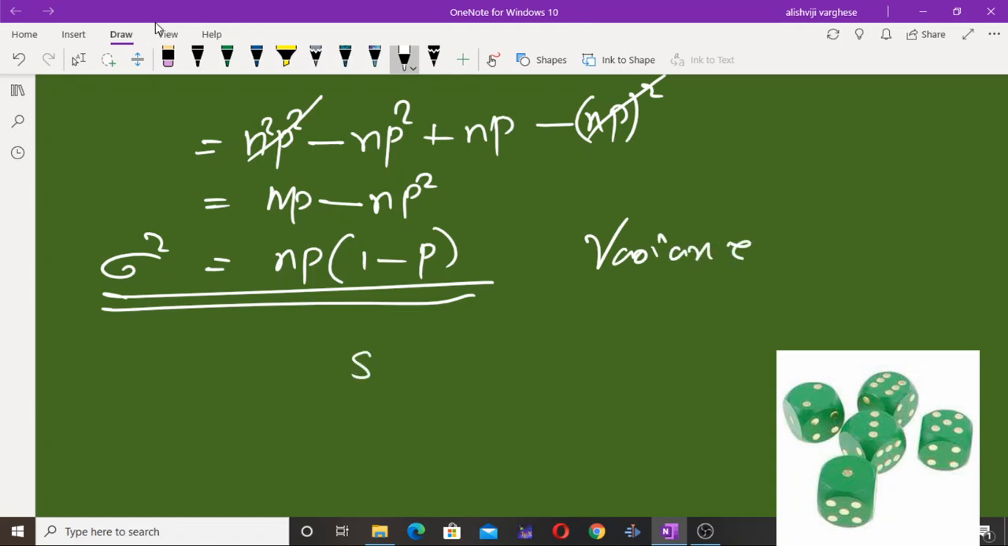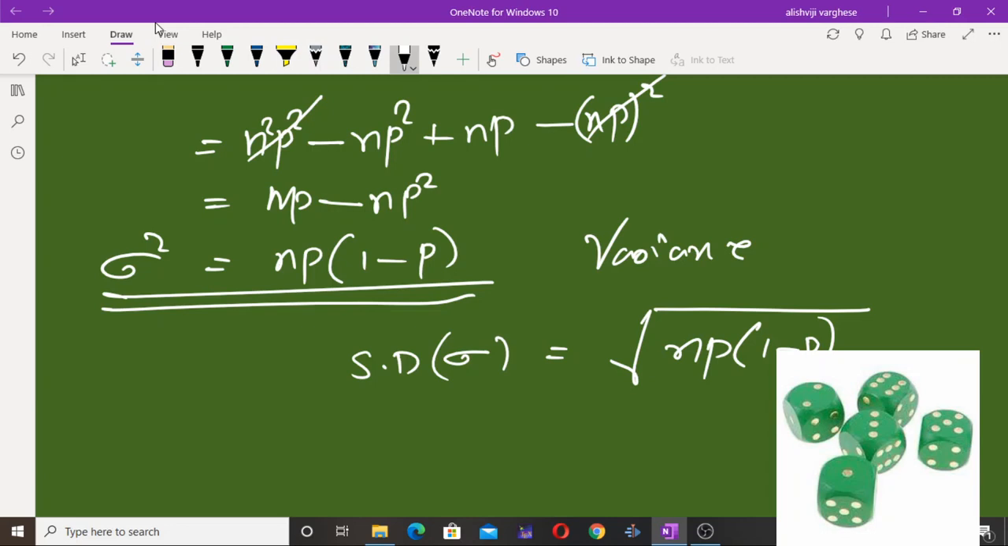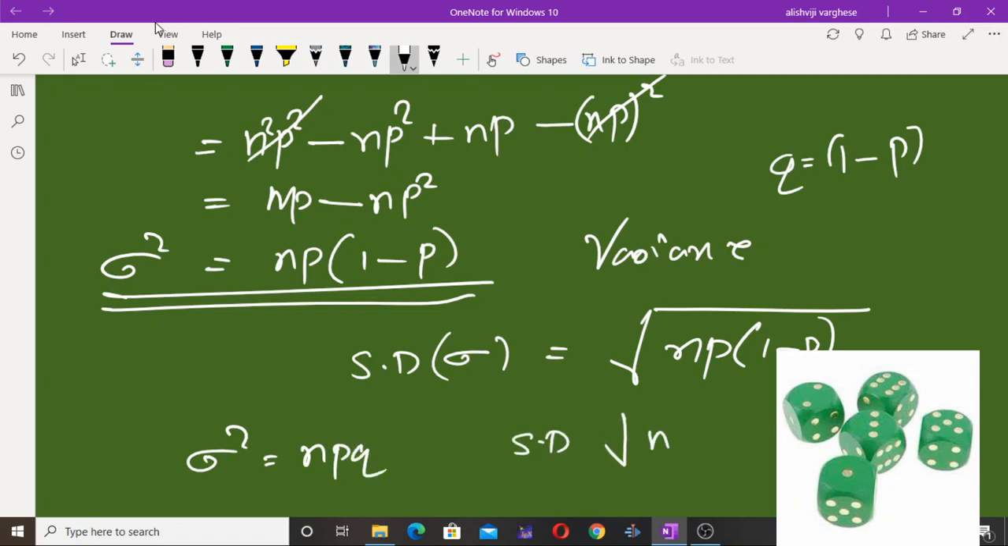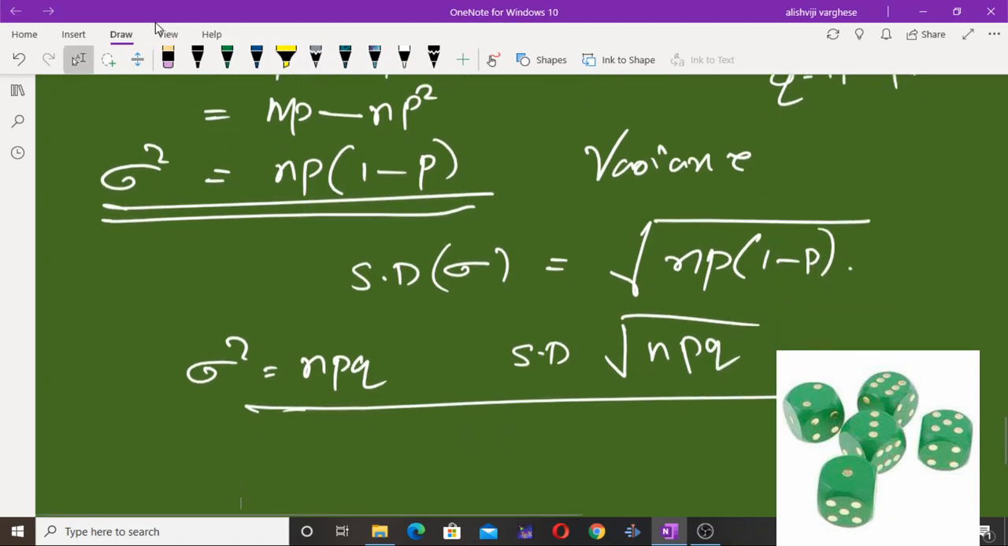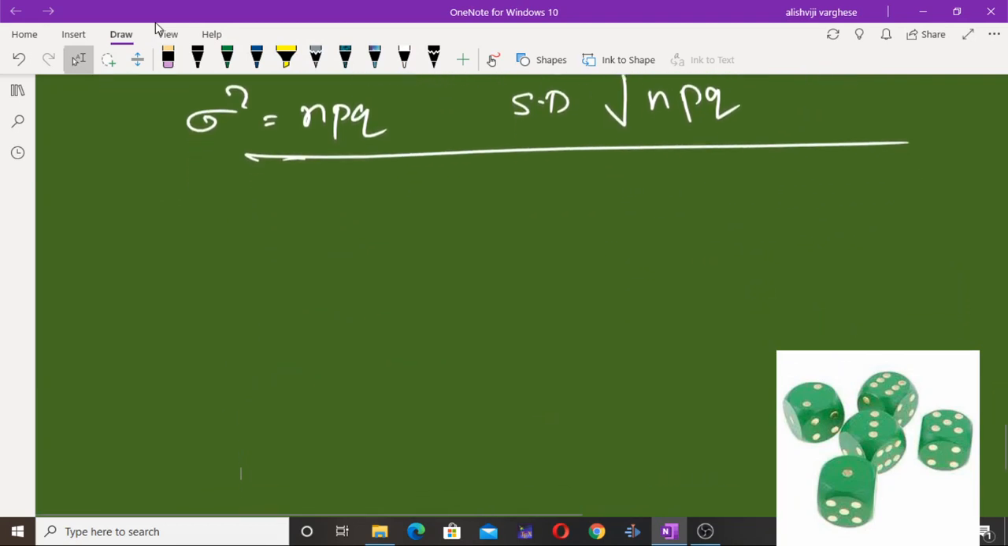And if you are looking for the standard deviation of a binomial random variable, standard deviation is the value of sigma, and that is the square root of n into p into 1 minus p. In some textbooks, the term 1 minus p is written as q, so the variance is npq, and standard deviation is square root of npq. So that is the mean and variance of binomial random variable.